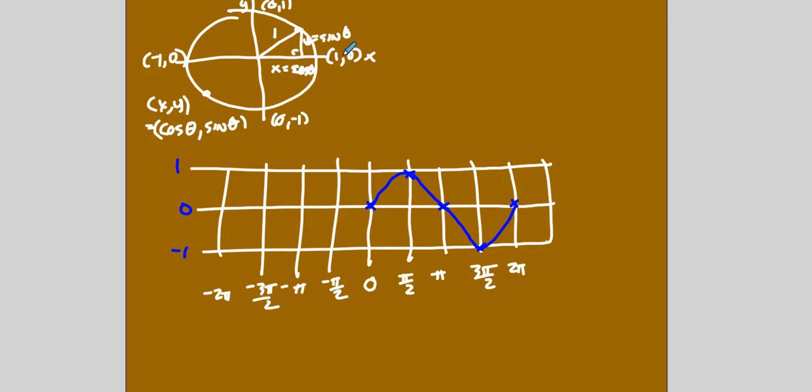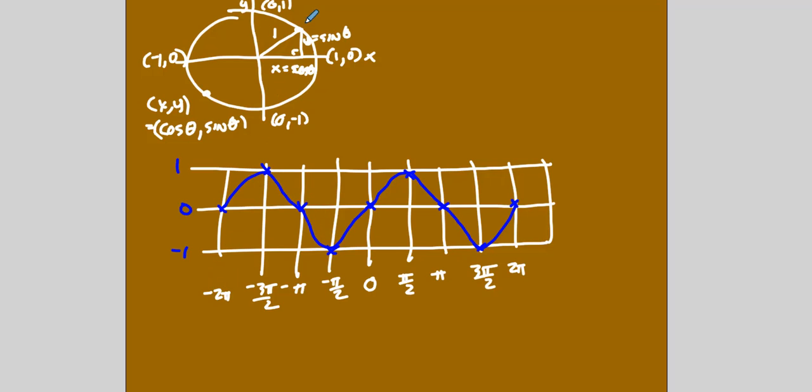Then you go backwards, negative rotation. Sine of negative pi over 2 is negative 1. Sine of negative pi is 0. Sine of negative 3 pi over 2 is 1. And sine of negative 2 pi is 0 again. So sine has this shape.